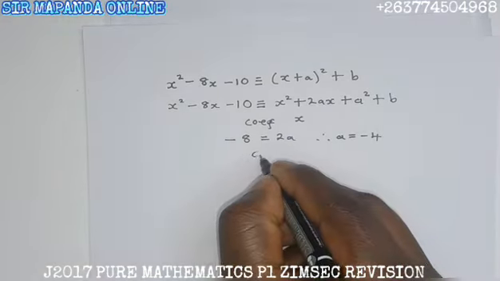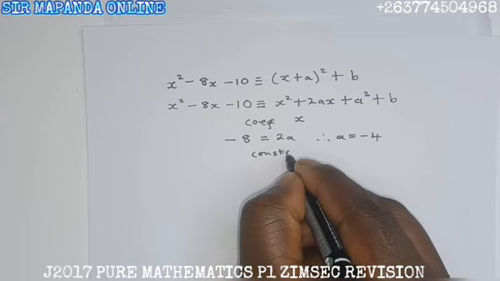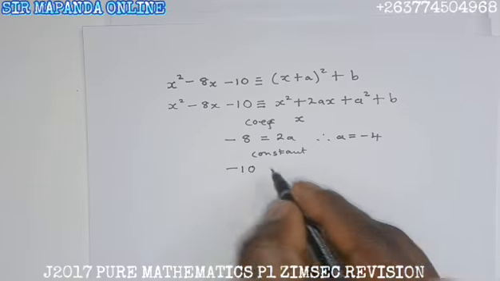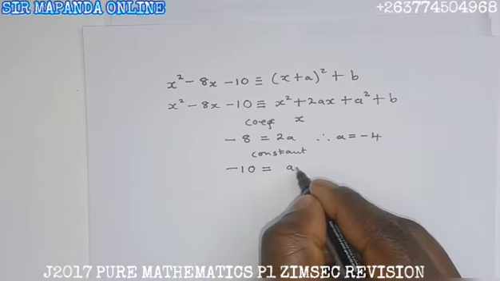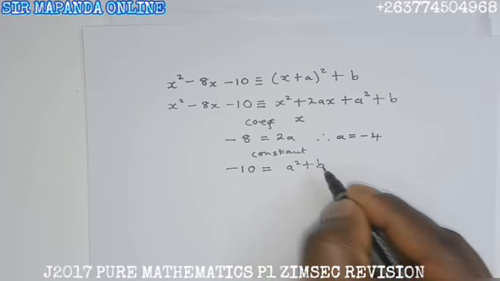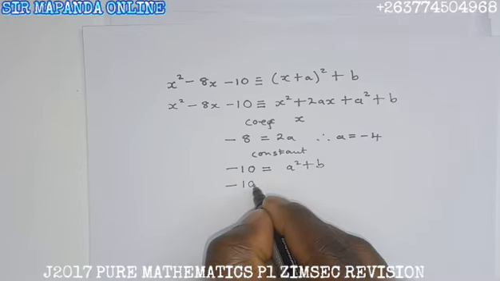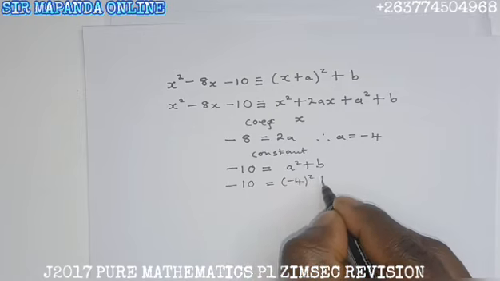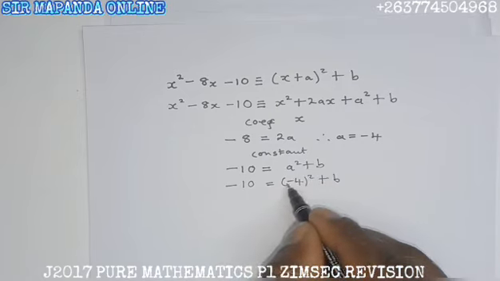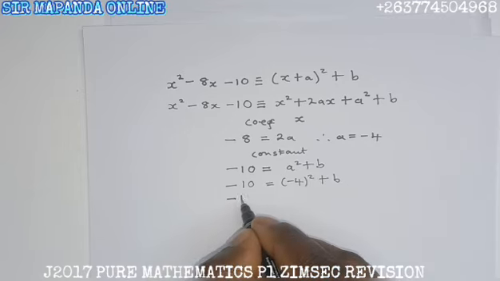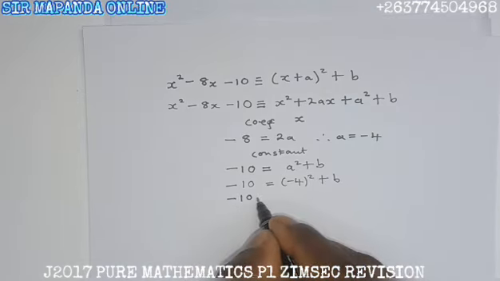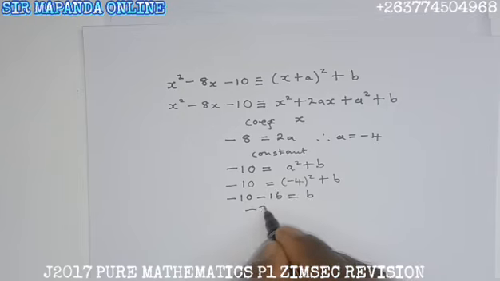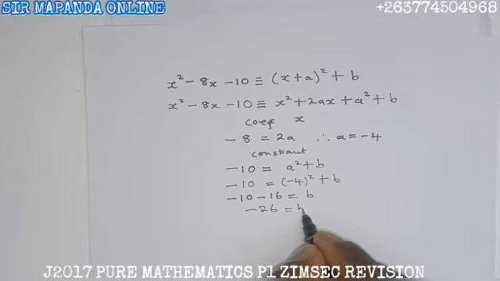Then we are now equating the constant terms, the terms without x. On the left side, you have minus 10. Then on the right side, you have a squared plus b. So you get minus 10 is equal to minus 4 squared plus b. Minus 4 squared is 16. So moving 16 to the left, you get negative 26 is equal to b.